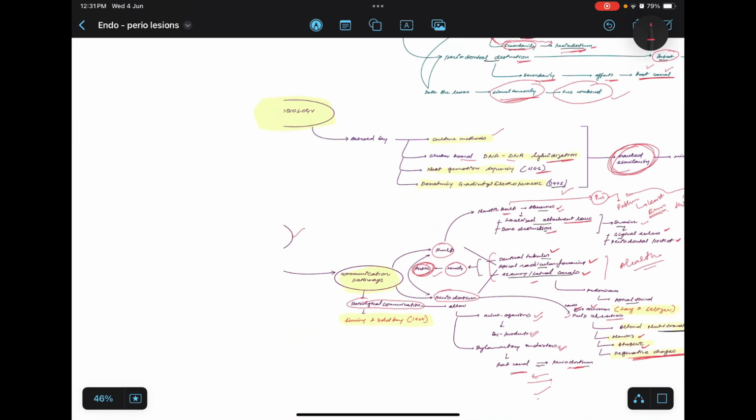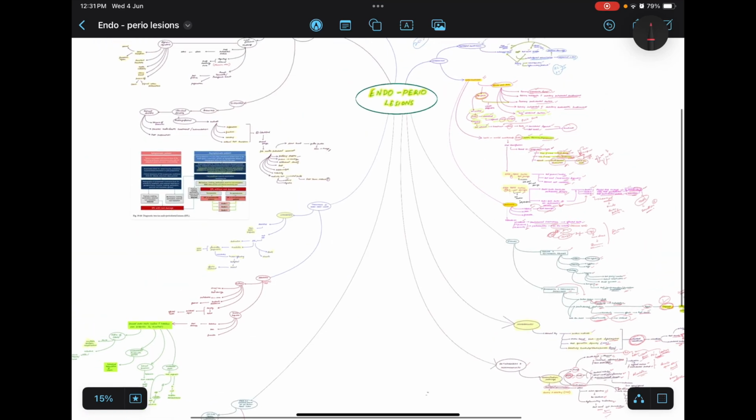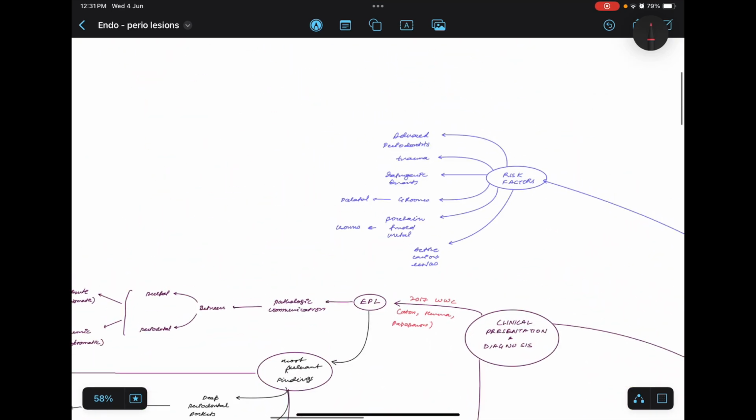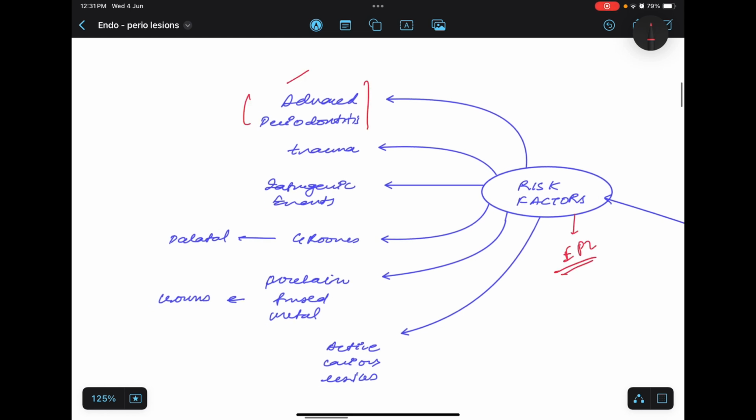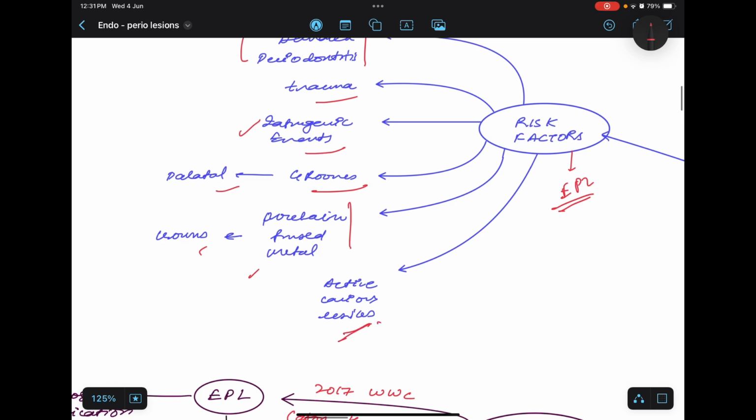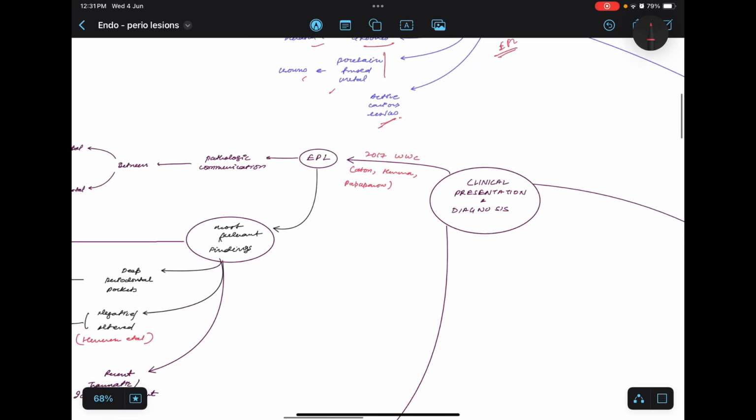Now moving on to our next part, that is your risk factors. So the risk factors for an EPL could be advanced periodontitis, could be trauma, could be iatrogenic events. It's very easy. Think about what can cause your EPL. Could be endodontic or periodontic. List all the periodontal causes, list all the endodontic causes, and you're done. Then grooves, palatal grooves, then porcelain fused to metal crowns, and active caries lesions. So these are very common risk factors which lead to EPL.